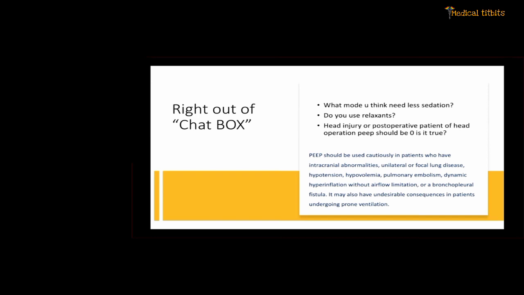It may also have undesirable consequences in patients undergoing prone ventilation, because whichever way high PEEP is going to help you, it may work the other way when you try for prone ventilation. In the modern era, 0 PEEP is usually used only for patients in severe bronchospasm, in severe exacerbation, that too when the patient is passive and paralyzed. Otherwise, in present day, not many people advocate for 0 PEEP.